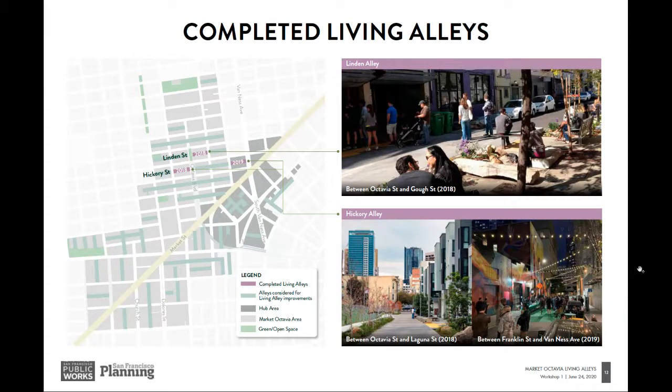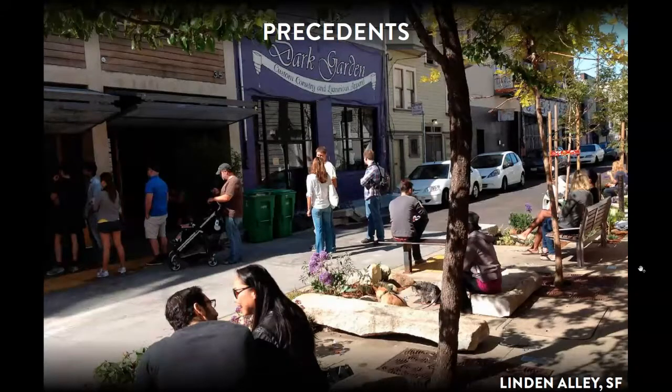In looking at the Market and Octavia neighborhood, we can look to precedents, many of which are in the neighborhood, of elements, programming, and complementary uses that we find intriguing and successful in creating a vital and vibrant alley. These three examples are living alleys that have already been completed within the Market Octavia plan area. They include Linden Alley, the image on the top, between Goff and Octavia, which has most recently been improved with additional overhead lantern lighting, and Hickory Alley between Octavia and Laguna, which was an improvement provided by the adjacent Avalon development and is a single surface roadway and provides some green stormwater planters as well. And then the image in the lower right, Hickory Alley between Franklin and Van Ness Avenue, includes a mural component, lighting, and activation. We'll look at some of these a little bit more in depth right now.